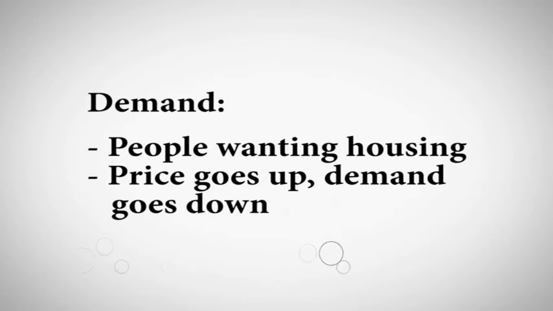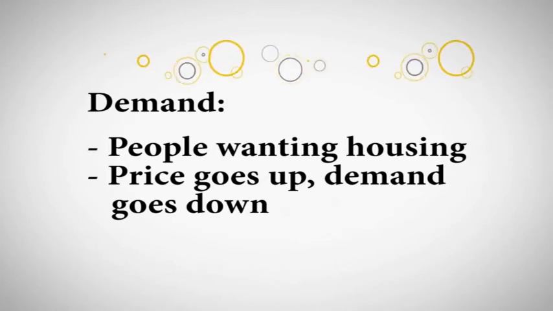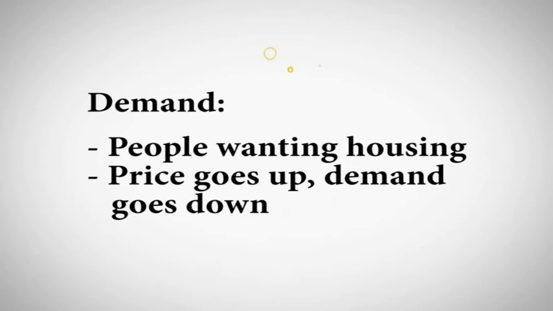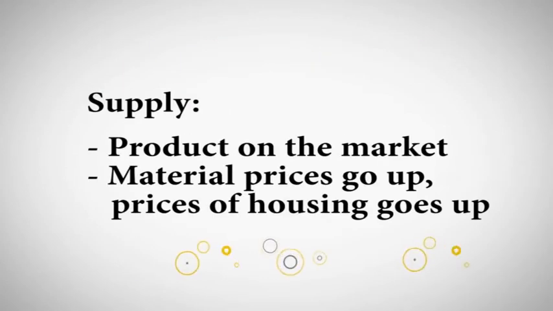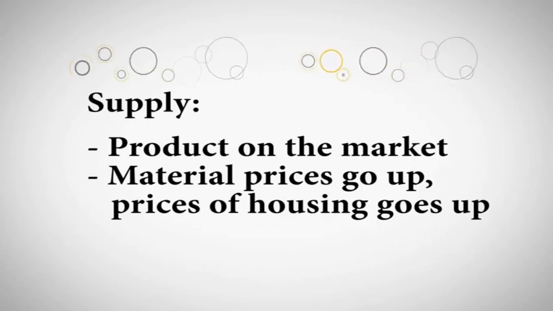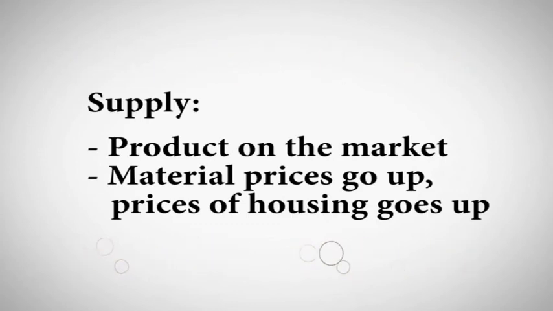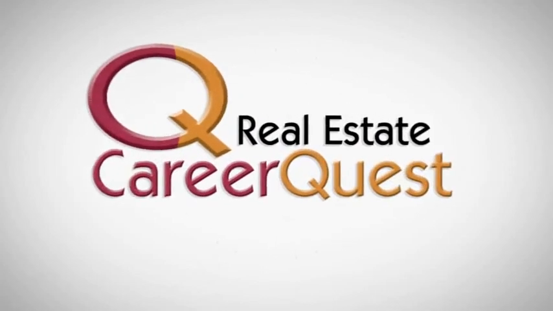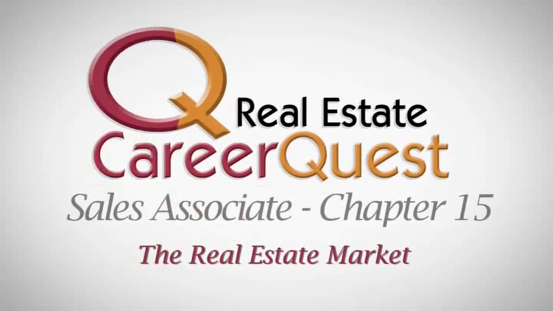Demand, these are the people that want housing. As prices go up, demand goes down. Supply, on the other hand, has to do with the products of the market. As material prices go up, the price of housing also goes up. But just remember that as the price of housing goes up, that demand side also goes down. And that's all I have for the review for chapter 15.